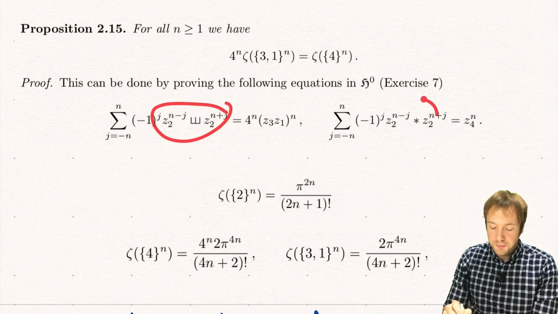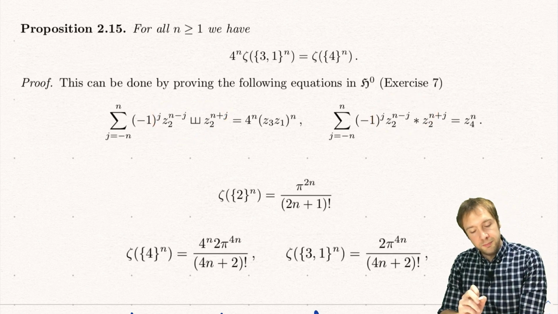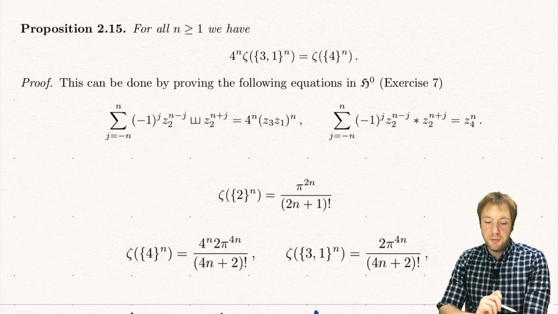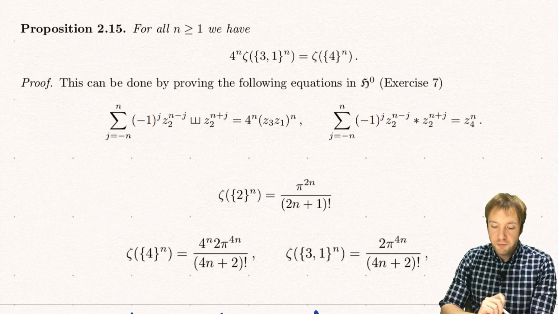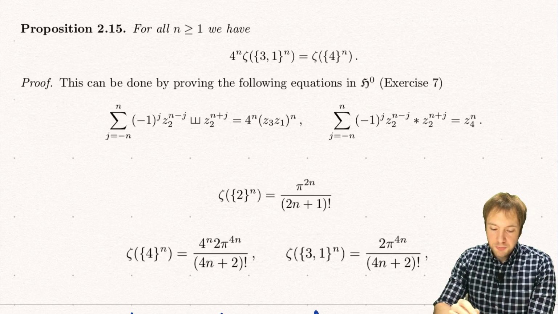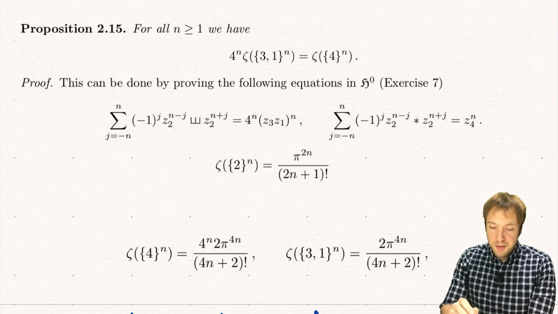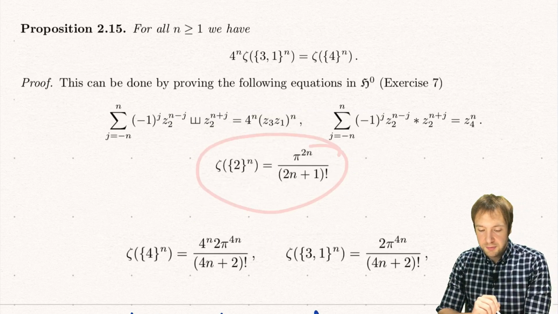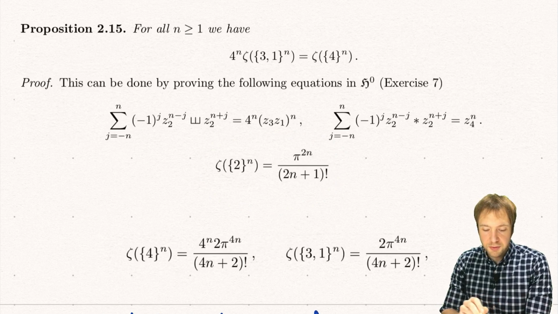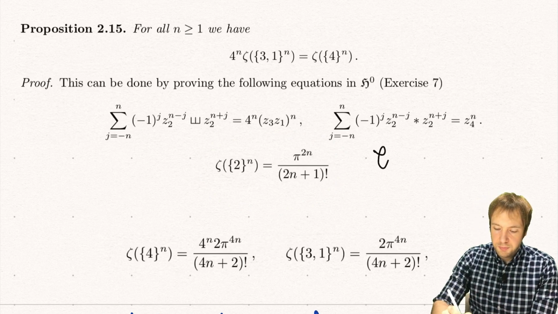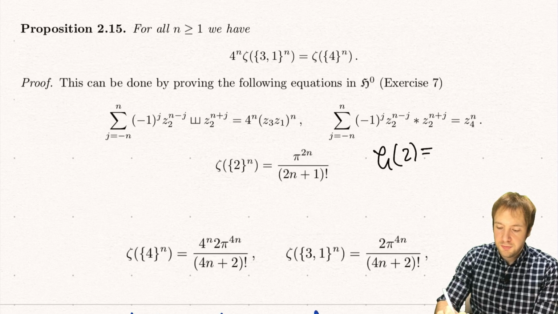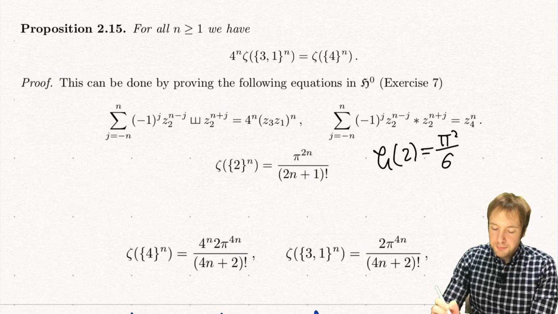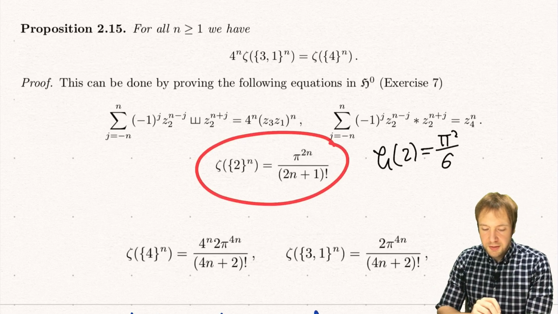And since all these words are in H0, this is an example of a consequence of the finite double shuffle relations. Also, this is an exercise, and part of the exercise is to show that we have this formula here for zeta of 2, 2, ..., 2. So for example, if n equals 1, zeta 2 is just pi squared over 6. So this is an example of this.